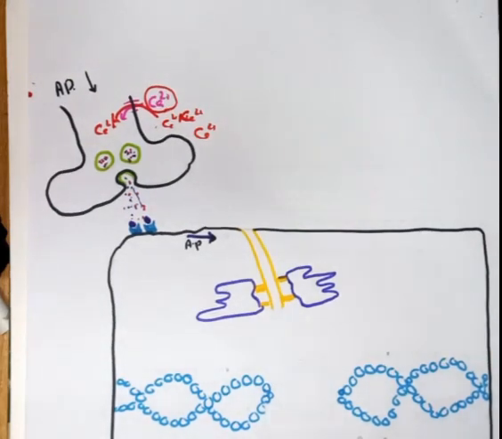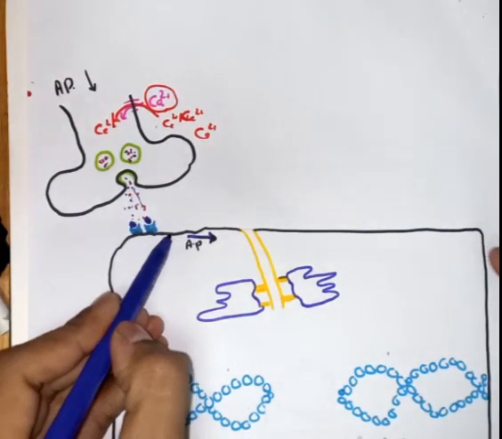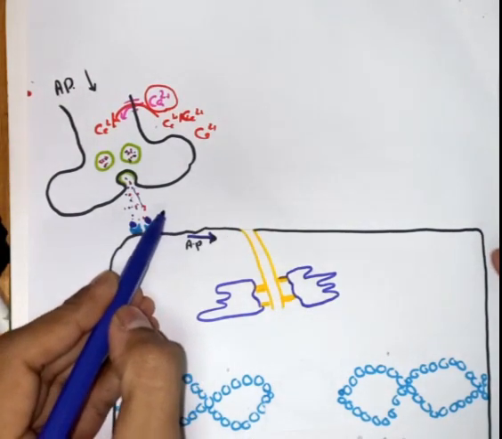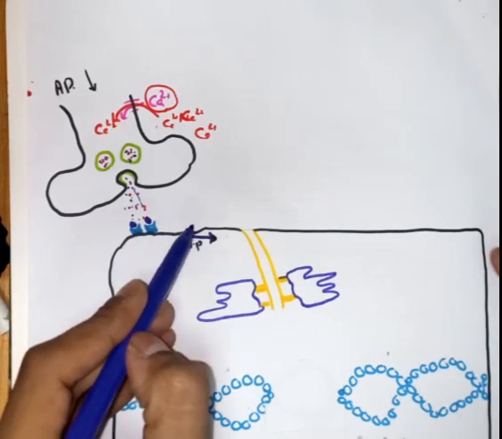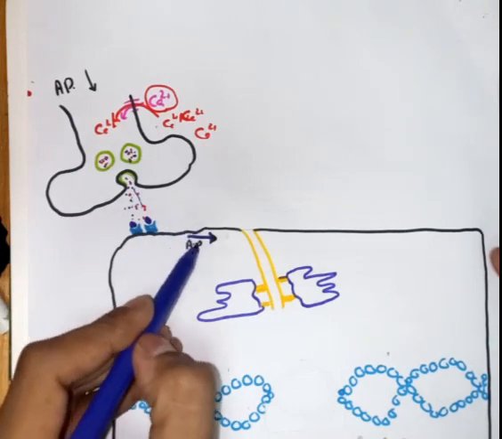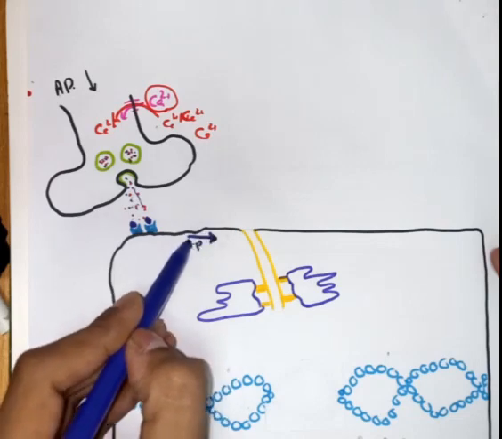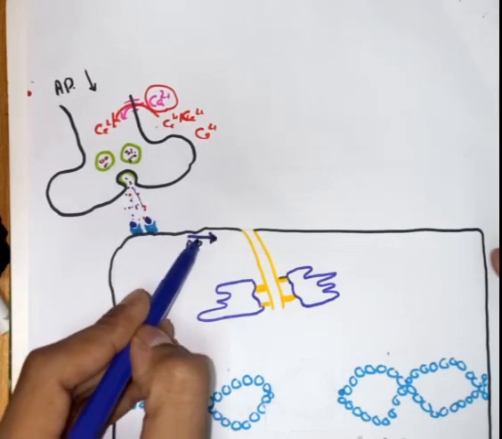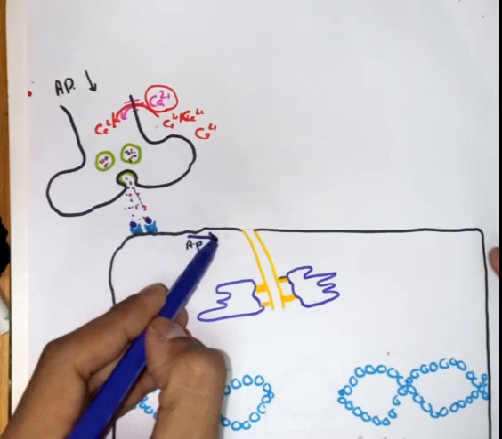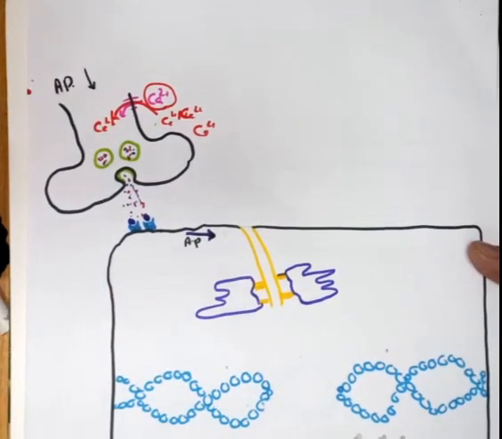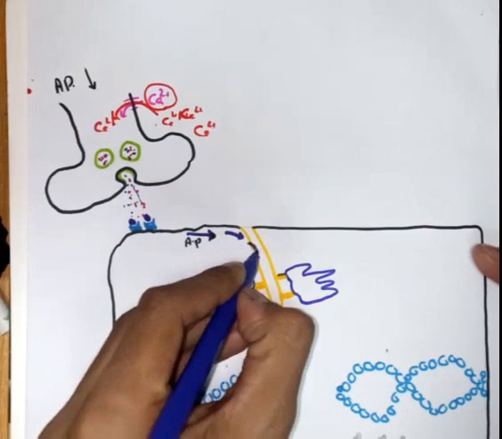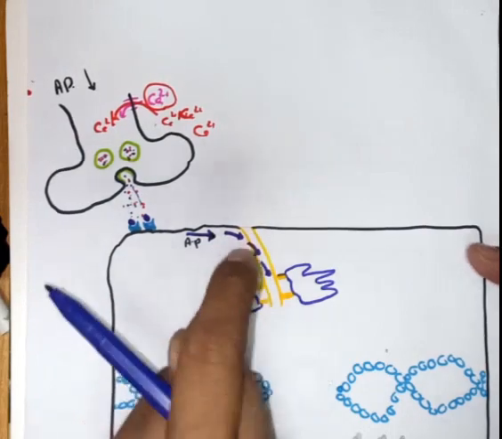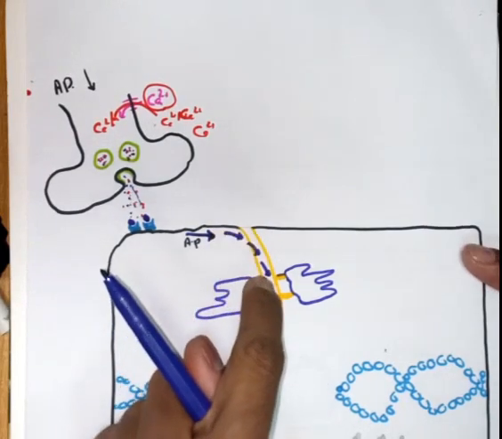What is basically an action potential? Action potential is an electrochemical change, just by moving some ions into the cell and some ions out of the cell. Sodium will move inside the cell, potassium will move outside the cell. Because of the movement of these ions, this impulse will be generated and propagated, and it will travel along the sarcolemma.